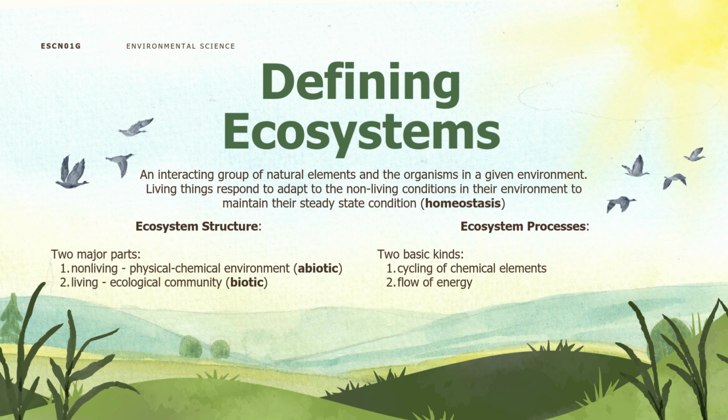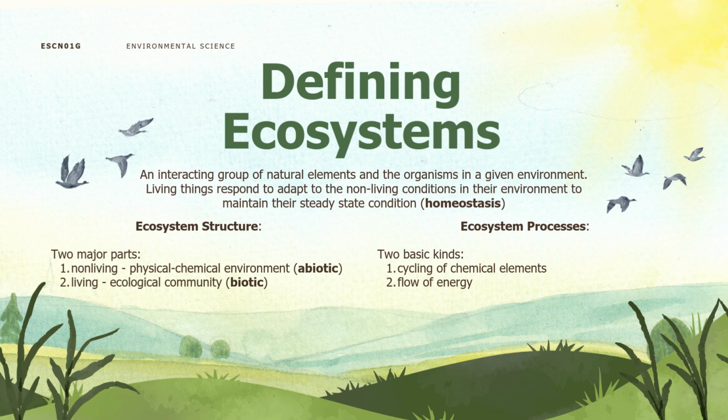Now, if we are to talk about the difference between the ecosystem structure and processes, we take the following into consideration. First, the ecosystem structure has two major parts. Obviously, we have the abiotic component and the biotic component. Abiotic ones refer to the non-living or the physical and chemical environment of an ecosystem, and the biotic ones refer to the living ecological community, on the other hand.